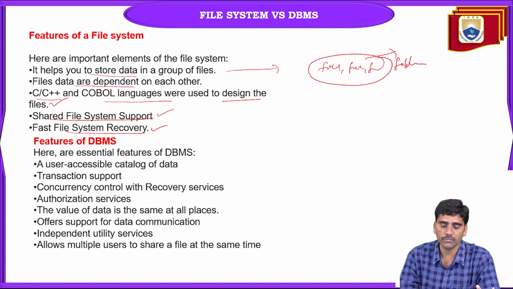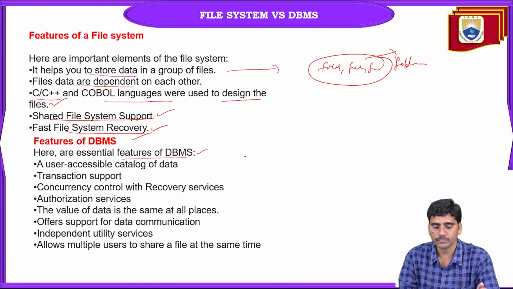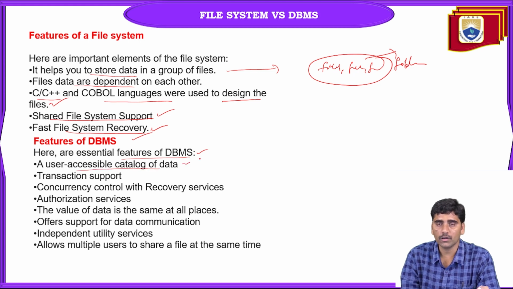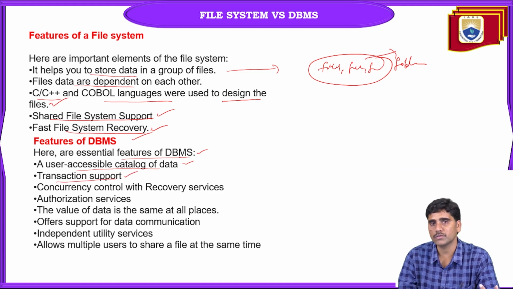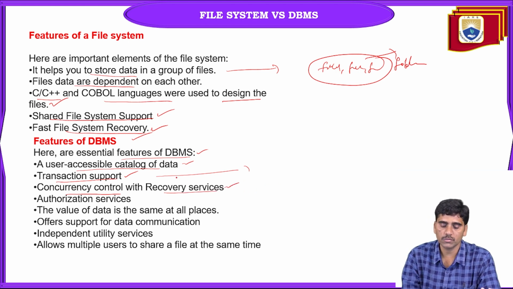While comparing to the features of the file system, here are the essential features of DBMS. A user accessible catalog of the data, so the user can access the data which the user has created. Next, transaction support. So committing the data, granting the data, and rolling back the data will all be supported as part of the transaction. Next, concurrency control with recovery services is also available.